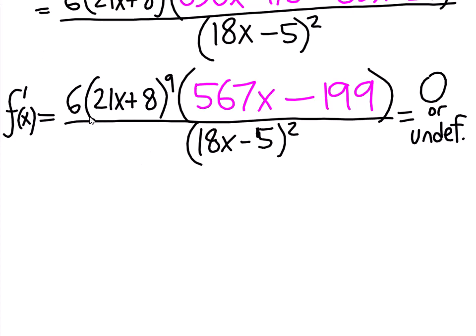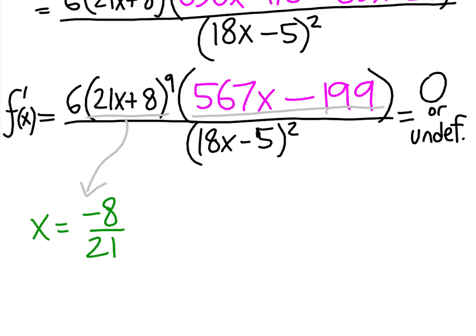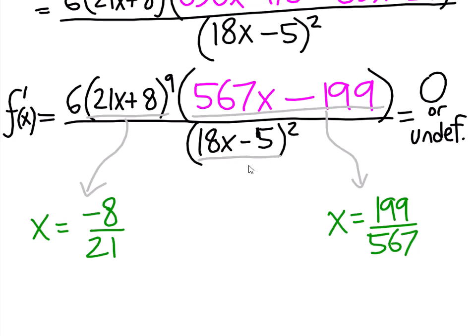So if I take this factor and set it equal to 0, that gives me x equals negative 8 over 21. I'm doing a little bit of the simple math in my head there. Of course, write it out if you feel more comfortable doing that. Let's set this factor equal to 0. That's going to give me x equals positive 199 over 567. And in order to make the derivative undefined, then we would need the denominator to equal 0. So if I set that factor equal to 0, we'll get x equals 5 over 18.